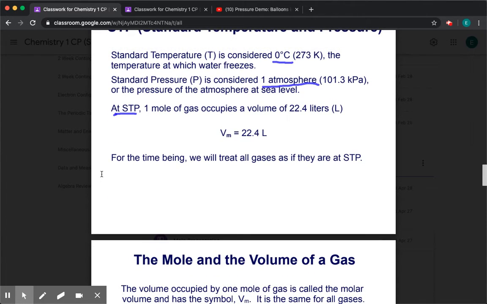It doesn't matter what the gas is. It doesn't matter if it's steam. It doesn't matter if it's hydrogen gas. It doesn't matter if it's nitrogen gas. It doesn't matter if it's helium gas. The gas does not matter. If it is at 0 degrees Celsius and 1 atmosphere, and you have 1 mole of it, it's going to take up 22.4 liters of space. Period. Okay?